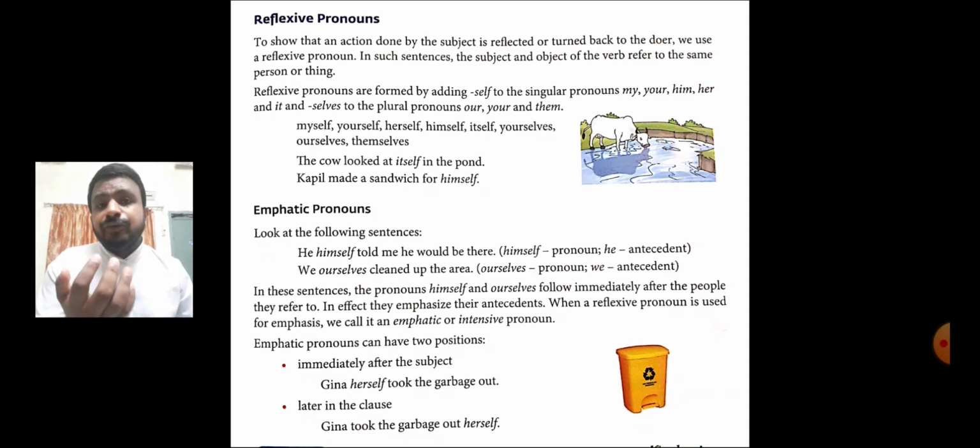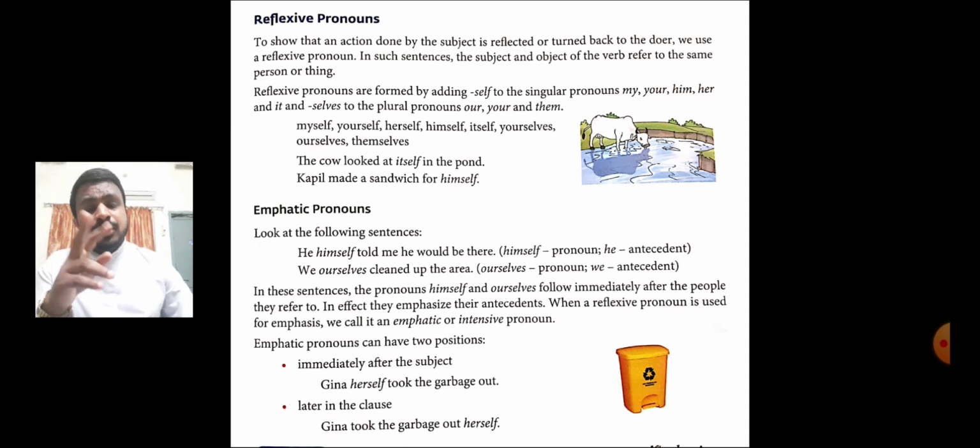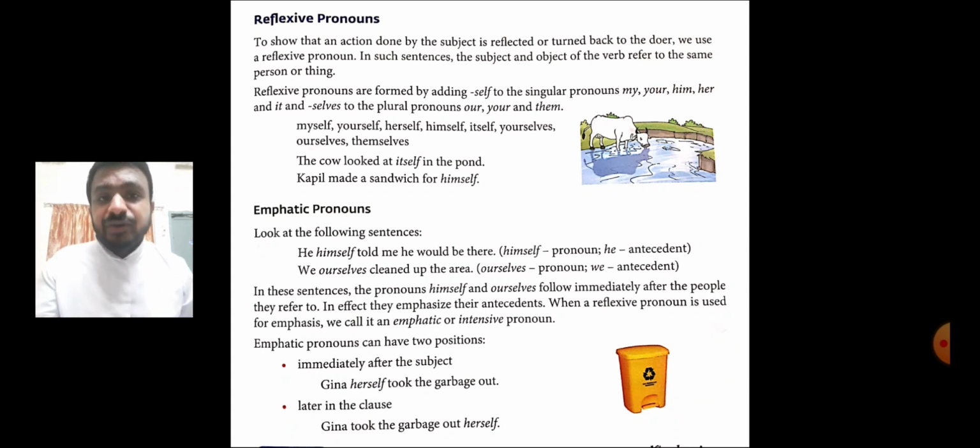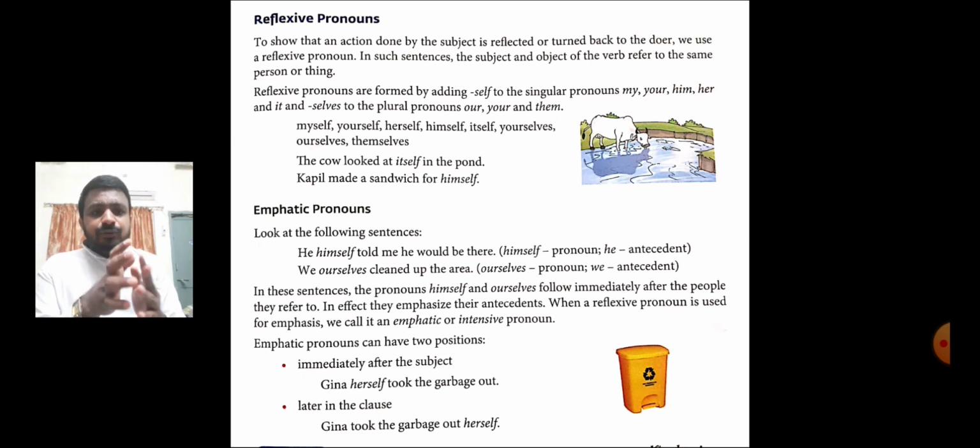And what is the use of emphatic pronoun? Emphatic pronoun we use for emphasizing something. He himself, I myself have done this work, or you yourself have to do these works. Now, two positions it can be used. First one is immediately after the subject. For example, you yourself have to do, or I myself will be doing the work, or in the clause later also we can use. Gina took the garbage out herself.